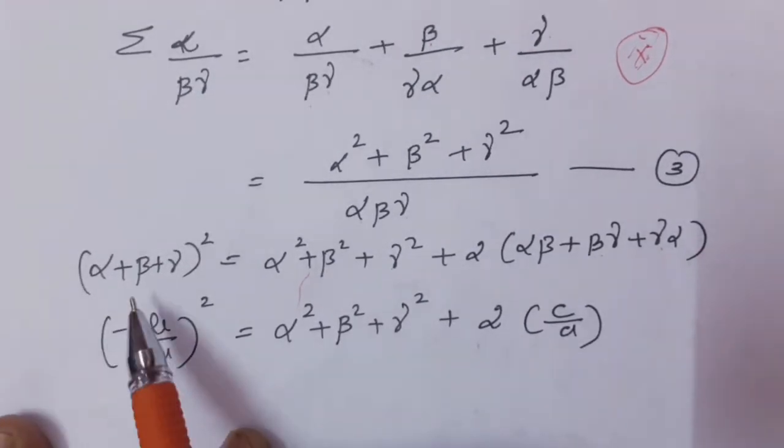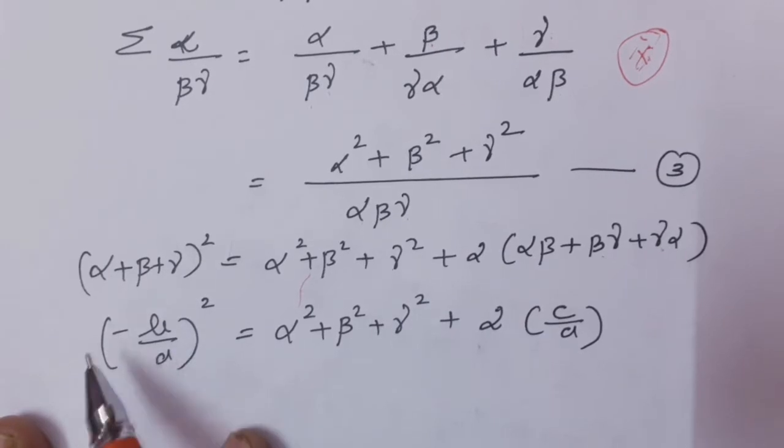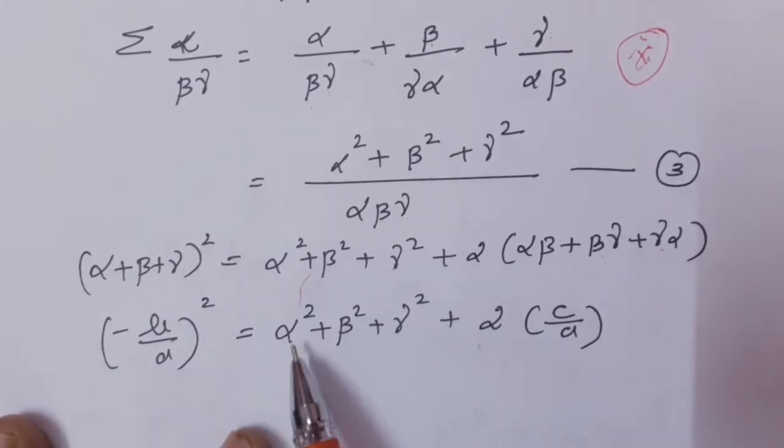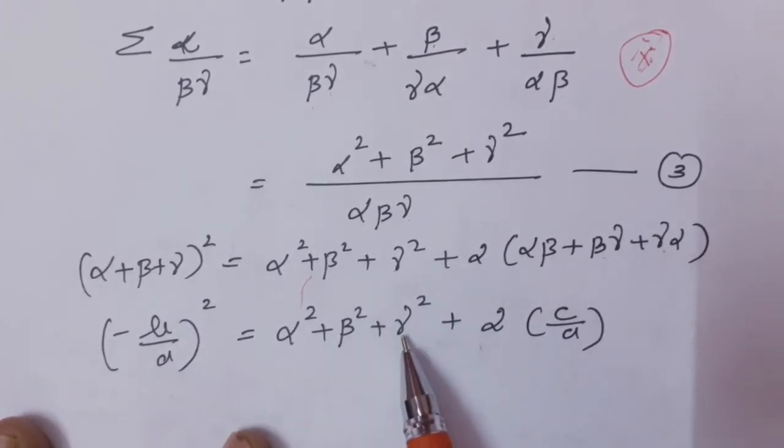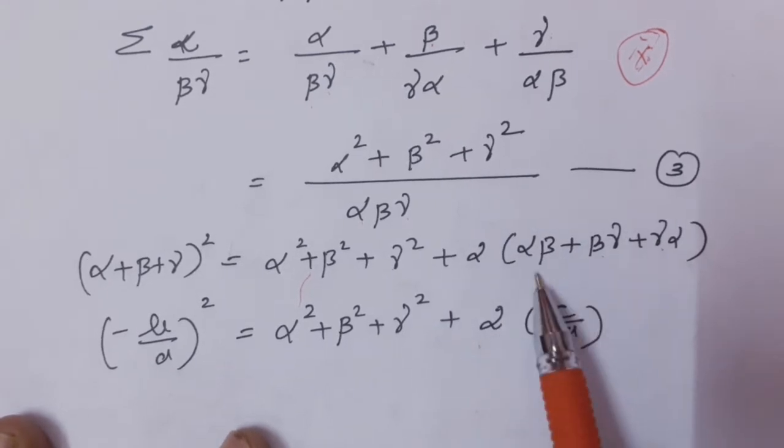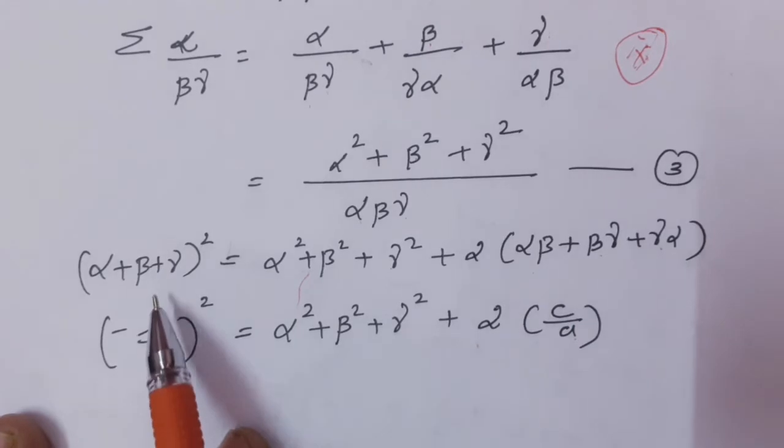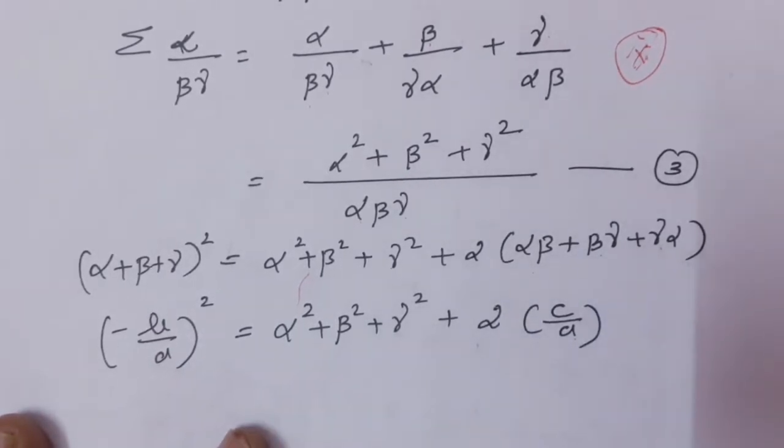Instead of alpha plus beta plus gamma, you substitute what? Minus b by a the whole square plus alpha square plus beta square plus gamma square plus 2 into what is alpha beta, beta gamma, gamma alpha value? Already we found it, c by a. This is summation of one value, this is summation of two value. You substitute the value here.